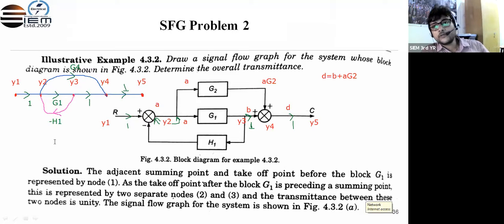Now you tell me how many forward paths are there. Students, tell me how many forward paths here. Forward paths are the paths which are traversed from input node to output node, but intermediate nodes will not repeat again.